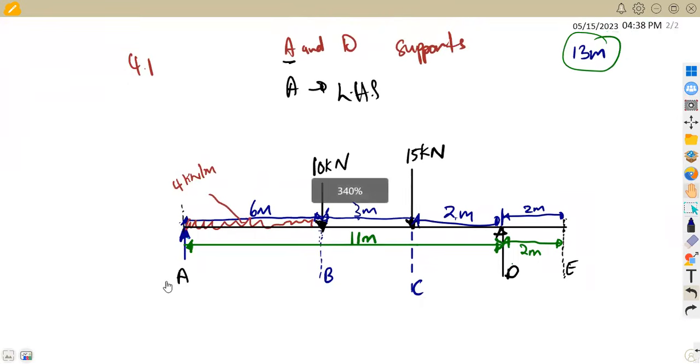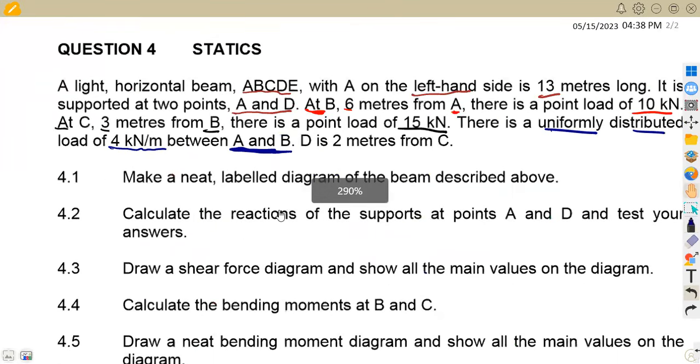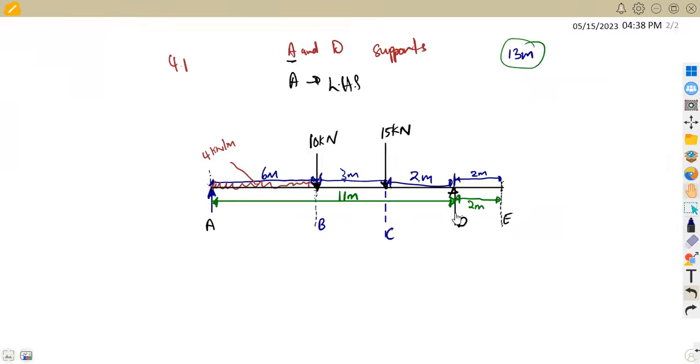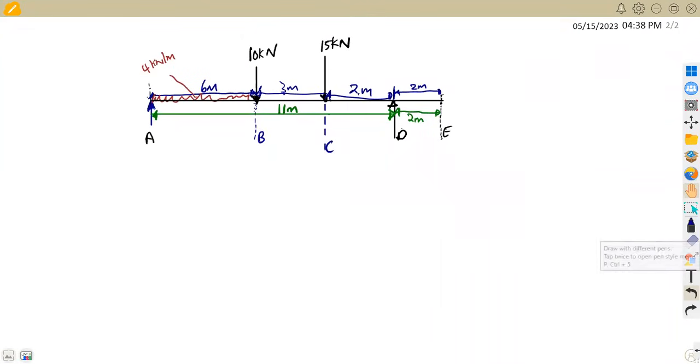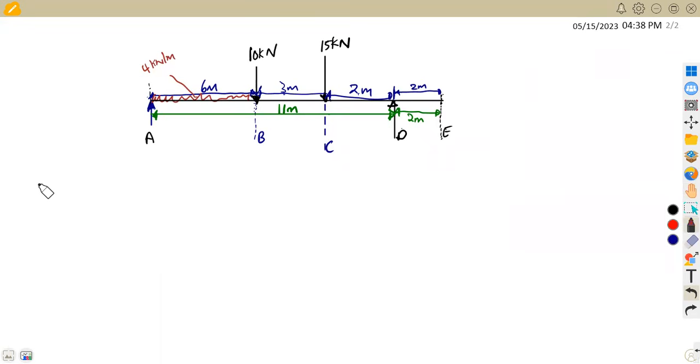Let's move on to question 4.2. In this case, we are now asked to calculate the reaction of the supports at point A and D, and also to test your answers after that, and that is 5 marks for that. All right, so let's see our reactions, that is at A and D. So we are going to start with the first part, taking moments at A. So in this case, I'm going to consider moments about A.